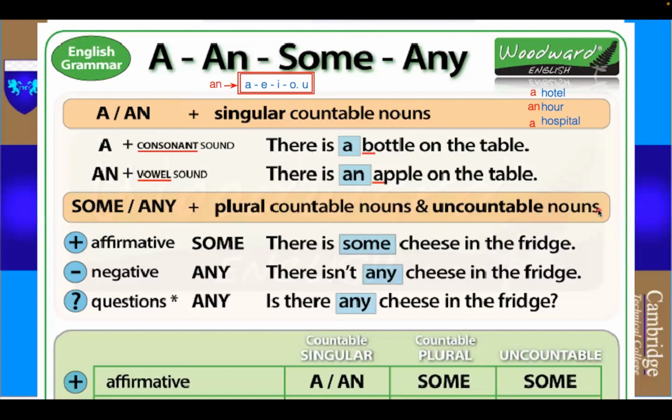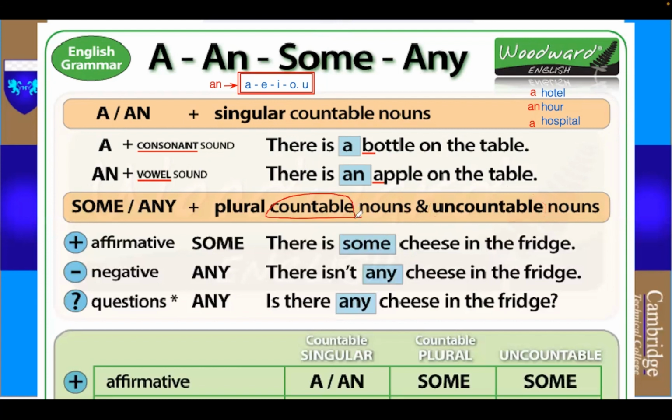We already studied countable and uncountable. So countable. Who can give me the difference between countable and uncountable? What is the difference between them? Countable and uncountable. What is the difference? Mr. Asad?